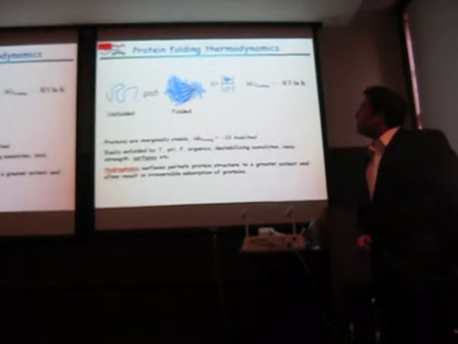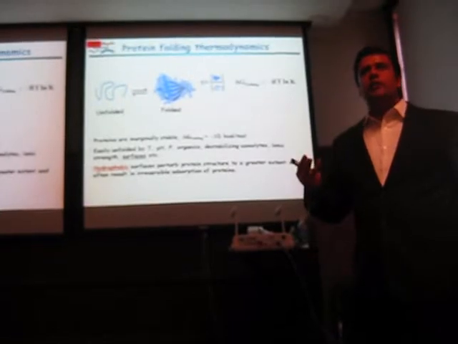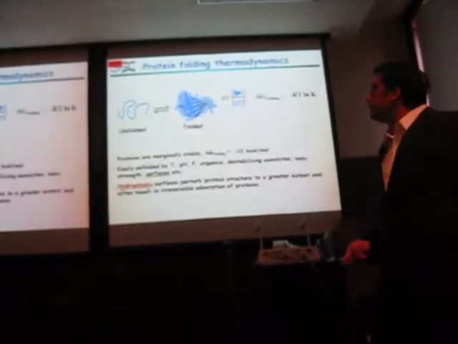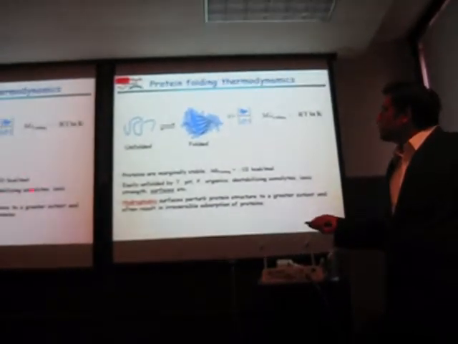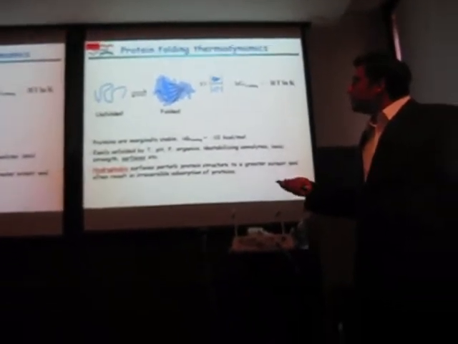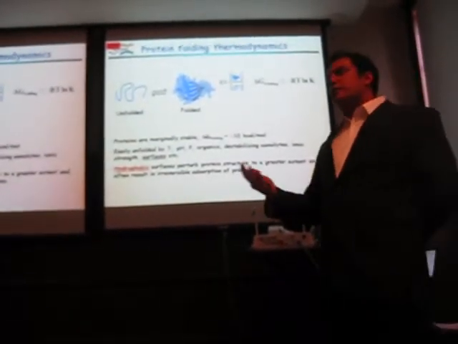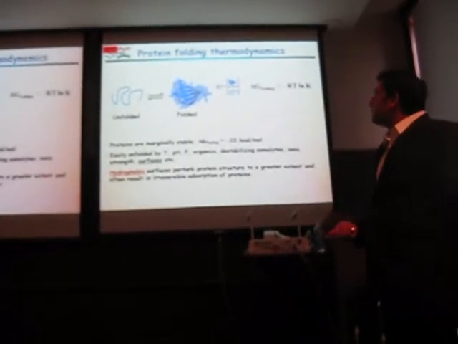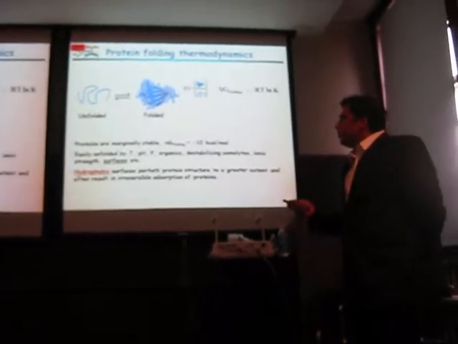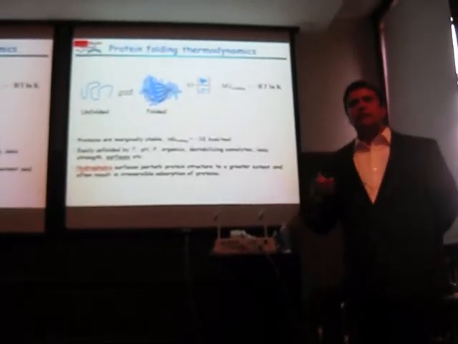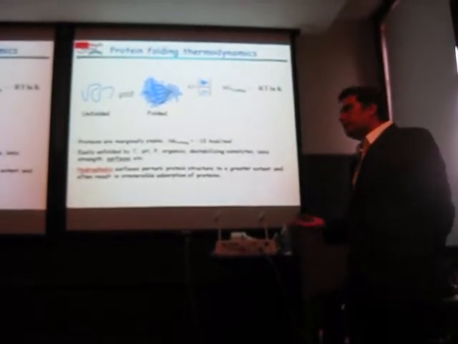Just to start with, proteins are biomolecules which are marginally stable, and that's how they are made by nature. Perhaps that's the way they function. For the folded-unfolded transition, we can write the folding energy, which is quite low. So they are marginally stable and can be easily unfolded by different kinds of perturbations like temperature, pressure, organics, chaotropes, and surfaces. My study is how surfaces perturb the protein structure, and why that is so important. I'll just show it to you.